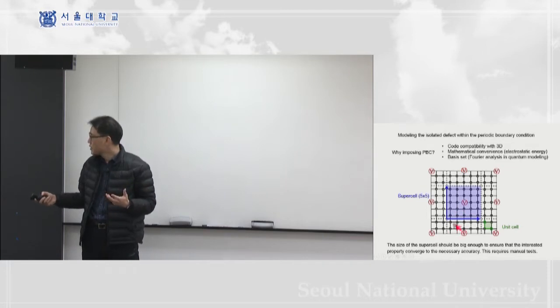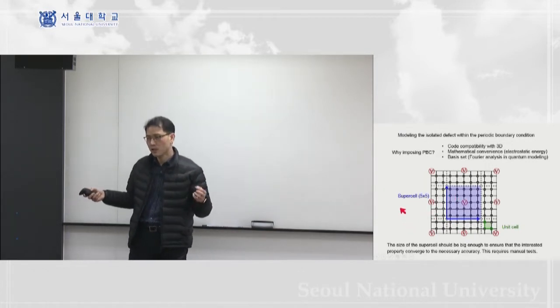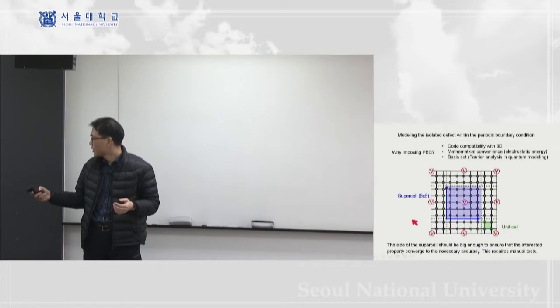Then how do we know that this 5 times 5 is big enough? There is no well-known rule to set this, but usually, chemically, if the two defects are apart by, let's say, 10 angstrom, then usually there's no chemical interaction between them. So that's always the safe number, to get the repetition by about 1 nanometer. That is a rule of thumb that works in many cases.